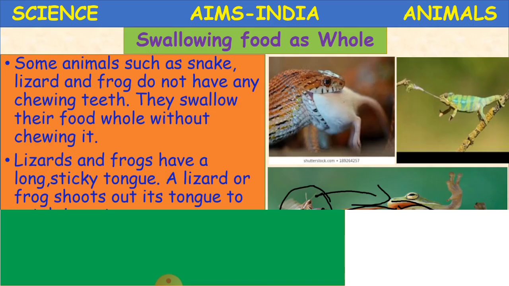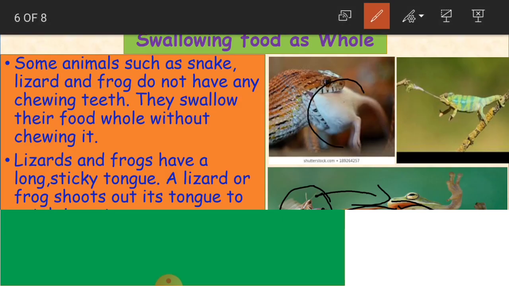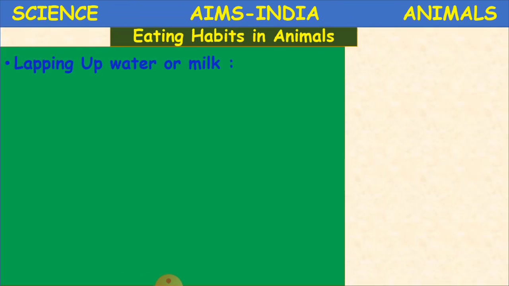So it is eating as it is. Here in the picture, as I said before, it is eating as it is. It is not tearing it or cutting it. Okay, clear? Now we'll see the other type of eating habits in animals, like lapping up water or milk.